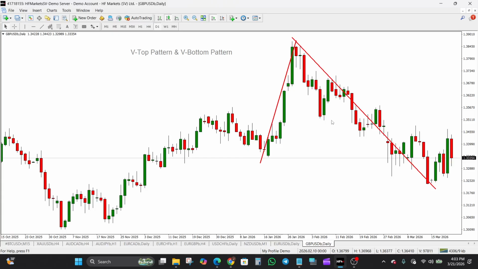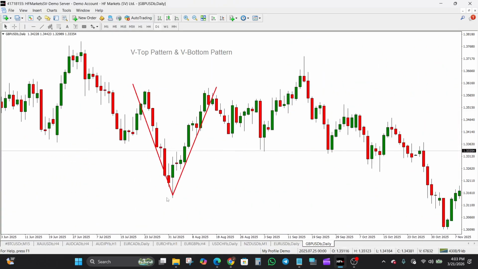So traders typically look for confirmation before entering. For example, after a V bottom, they may wait for a pullback or maybe a break of structure, right? Jumping in too early can be risky because volatility is high.